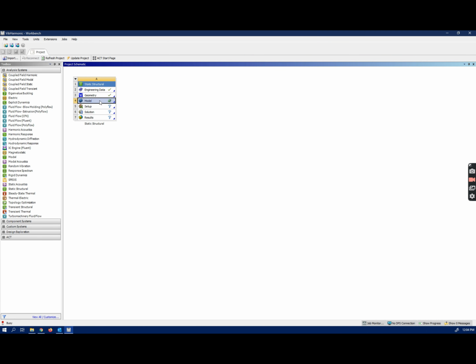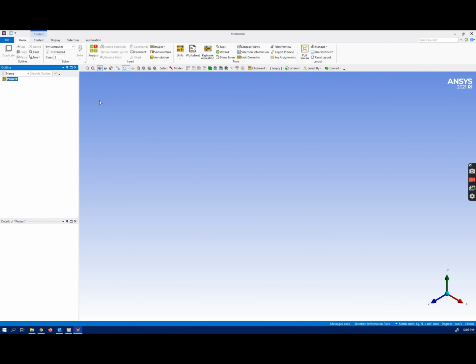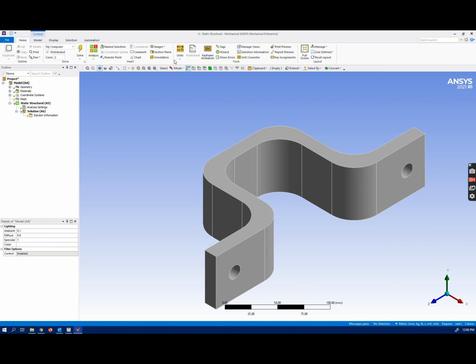So let's do the analysis, just general analysis for the bracket, apply the load and fixed support, and see what type of deformation we are going to have for this simple bracket. Then we're going to identify the natural frequencies and modes. Okay, it's loaded. Sorry for the delay. Unit is millimeter. It's okay.